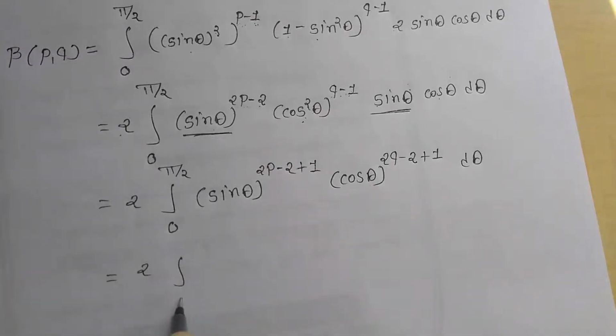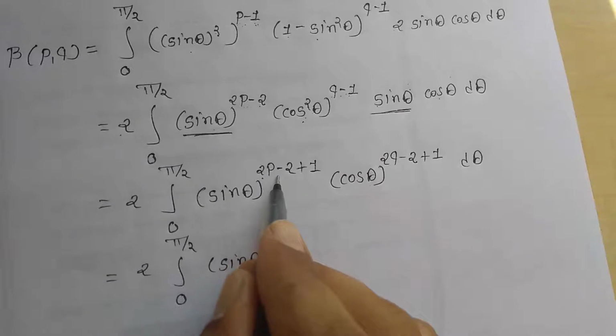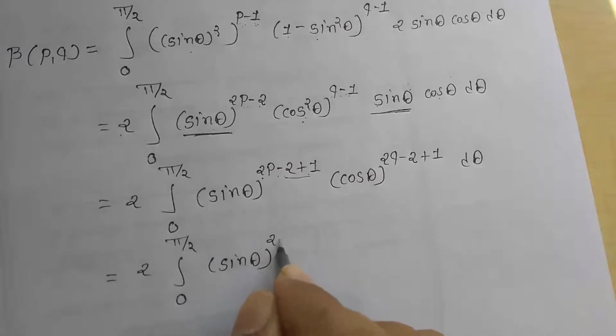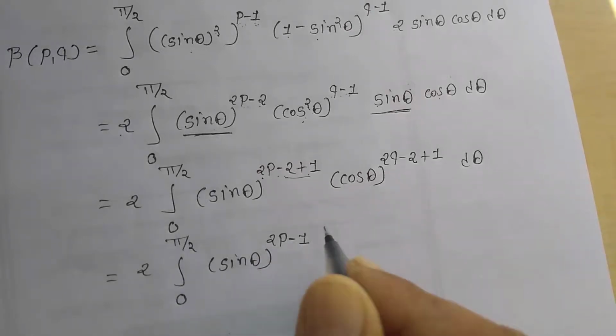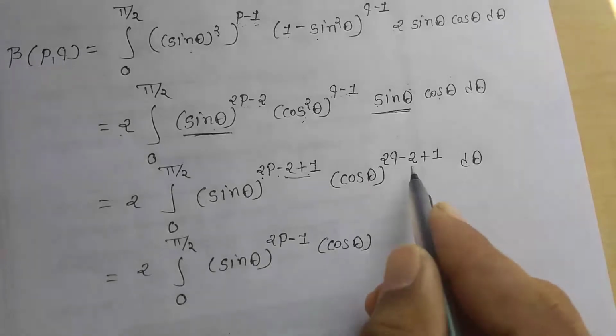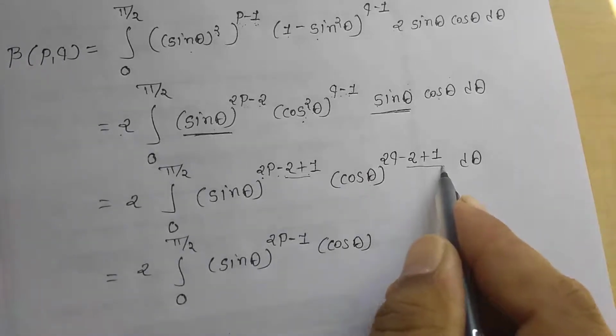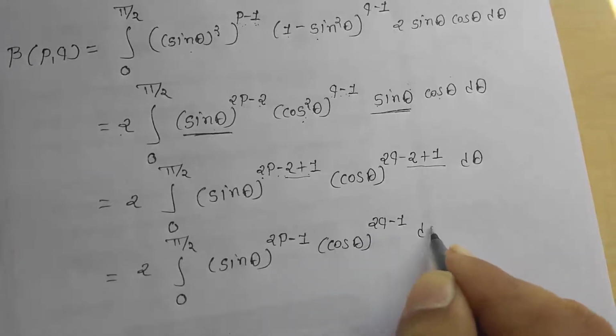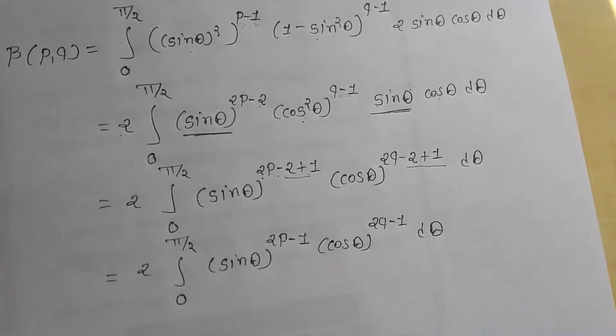2 times integration 0 to pi by 2 sin theta raised to 2p minus 2 plus 1. Minus 2 plus 1 is minus 1, therefore 2p minus 1. Same here: cos raised to 2q minus 2 plus 1, and minus 2 plus 1 is minus 1, therefore 2q minus 1, d theta.